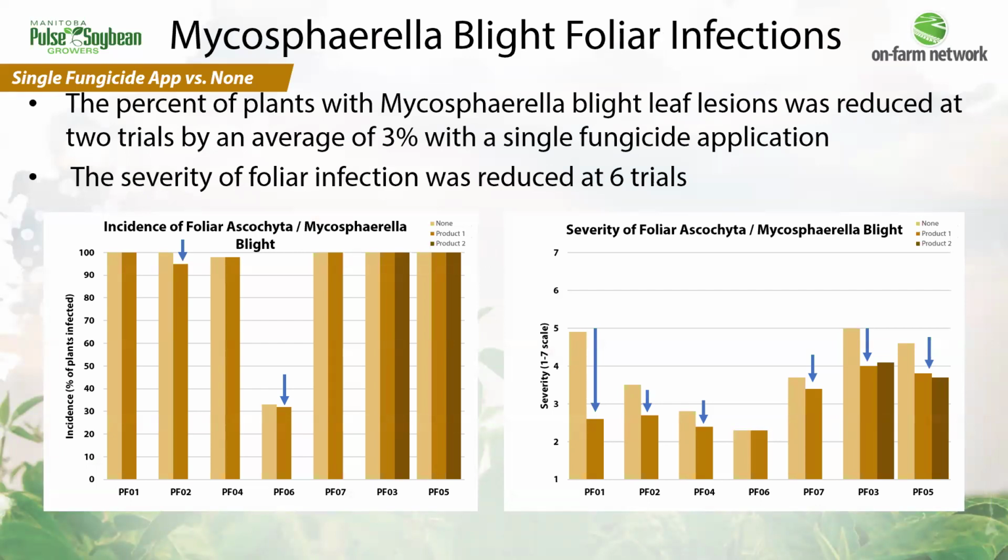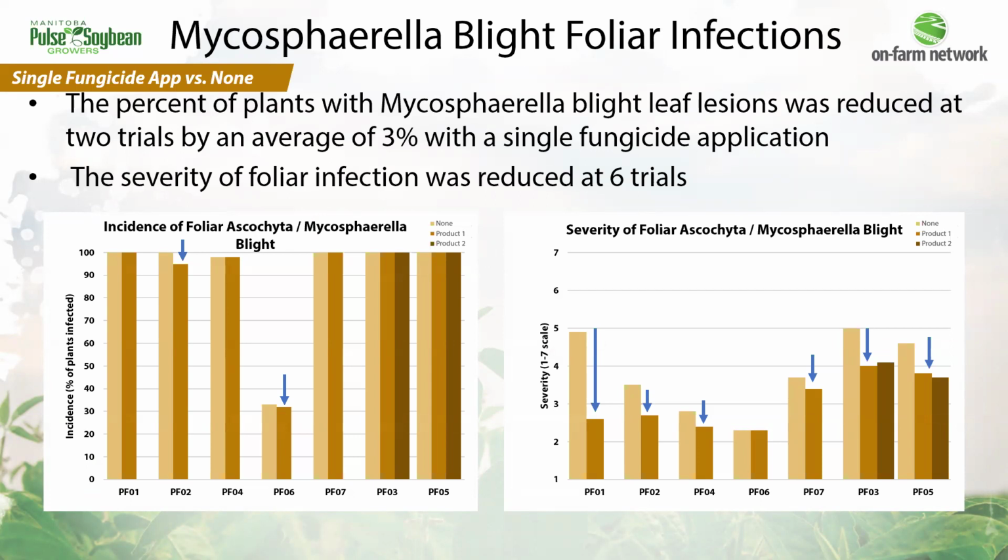Starting with Mycosphaerella blight foliar infections, for each trial we have incidence, or the percent of plants infected, on the left and severity of the infection on the right. For these paired bars, the lighter colored bar on the left is peas without a fungicide application, and the right darker bar is peas with a single application of fungicide.